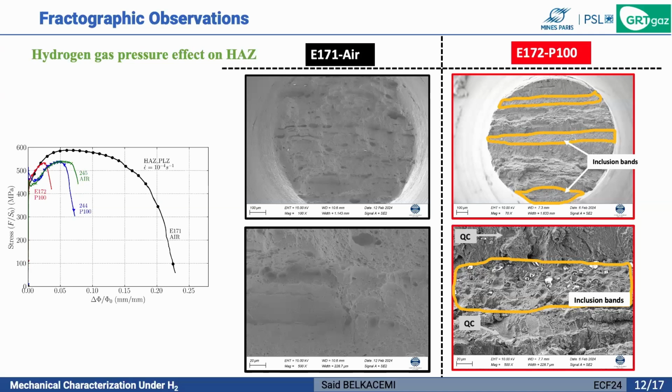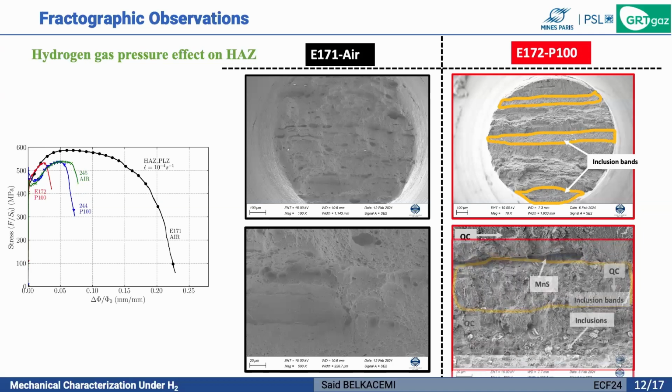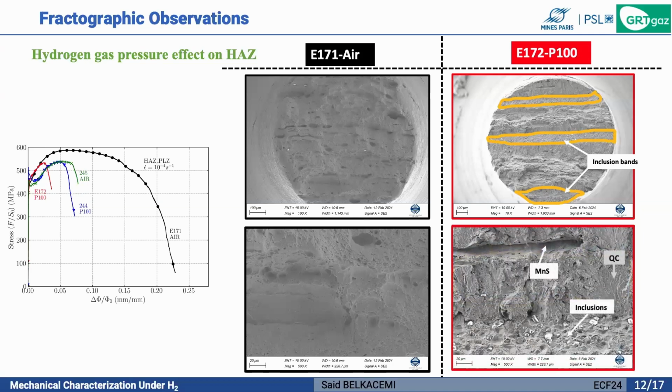And when we look at the tests under gaseous hydrogen, we also see that we have hydrogen embrittlement by the presence of quasi-cleavage. We can also see here the presence of manganese sulfide inclusions elongated in the L direction, and we see here the presence of the inclusion bands.